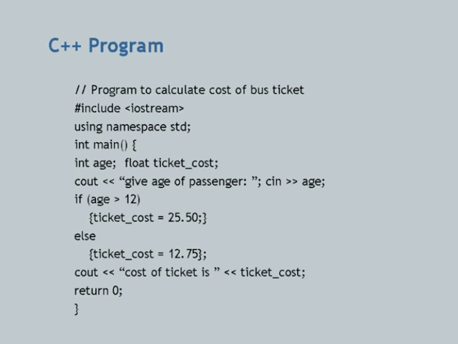Else, ticket cost is equal to 12.75. This statement is executed if the condition is false. And when I complete this brace or closing braces, that means when I have executed either this block or this block, where will I come out? I will come to the next step. Please note that the statement after the if else block is not physically marked, because there could be many statements here and many statements here.